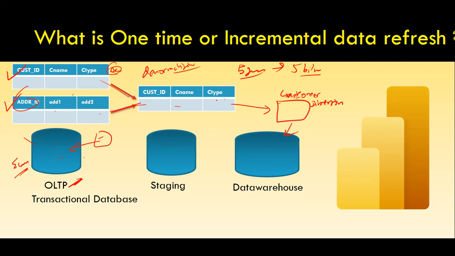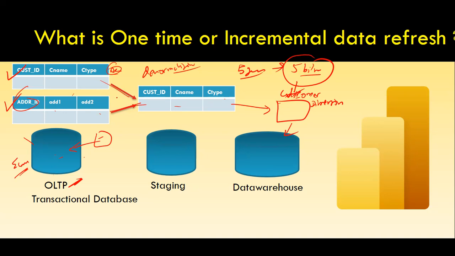If a new customer comes, see in this case what happened. We loaded all the 5 billion customers, the data for the last 5 years, into your customer dimension. This is a one-time load. All my 5 billion customers I loaded into my customer dimension table, which is available in the data warehouse. Loading the 5 billion customers' data takes quite a long time, because 5 billion is a huge volume.